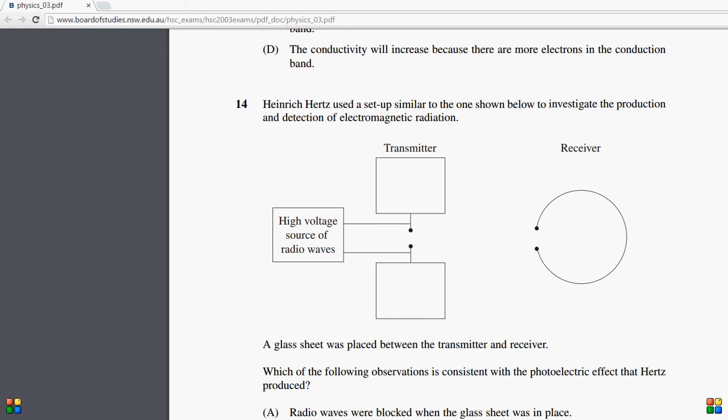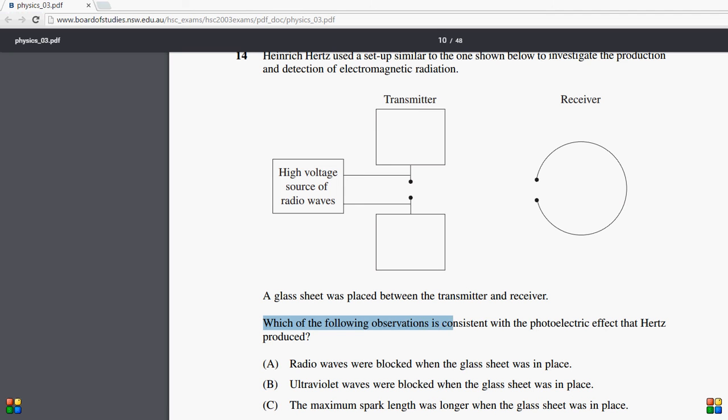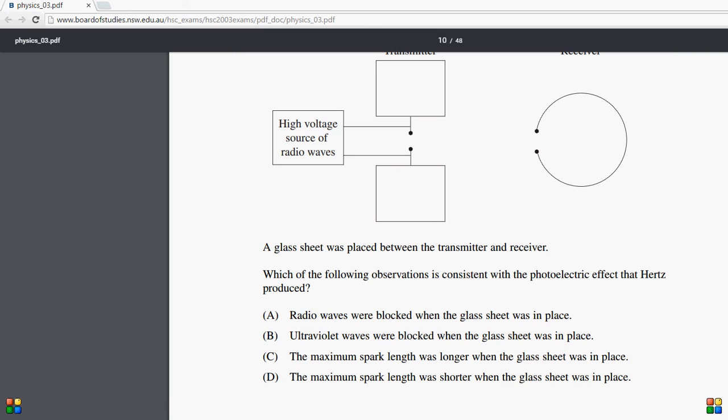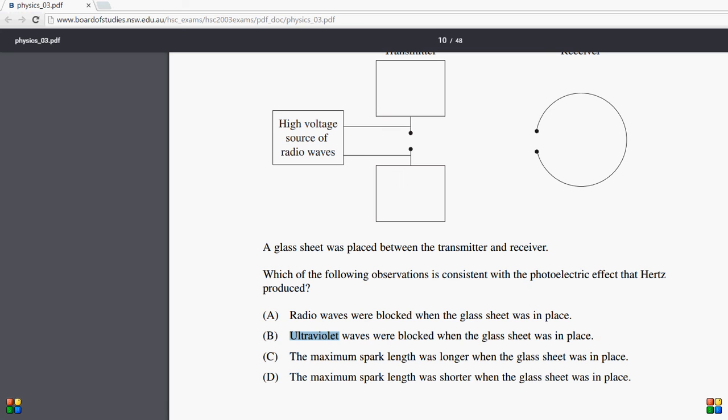Alright, 14. Heinrich Hertz used a setup similar to the one shown below to investigate the production and detection of electromagnetic radiation. Which of the following observations is consistent with the photoelectric effect that Hertz produced? Radio waves are blocked when the glass sheet was in place. Well, that's not true. Radio waves are always traveling through us. You can use the radio in your room, and the radio would pass through the walls. Ultraviolet waves were blocked when the glass sheet. Well, that's not true. This machine did not produce ultraviolet waves.